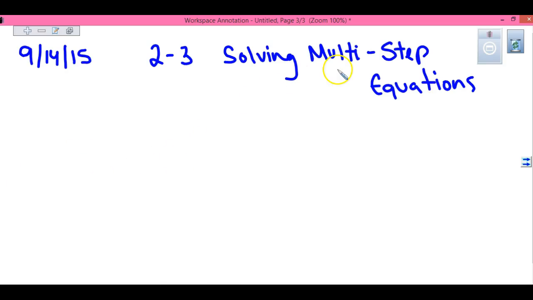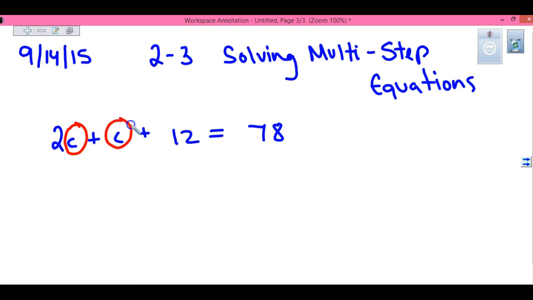Today we're solving multi-step equations. So we have to solve 2c plus c plus 12 is equal to 78. What is our goal when we are solving an equation? We want to isolate the variable. We want the variable by itself.